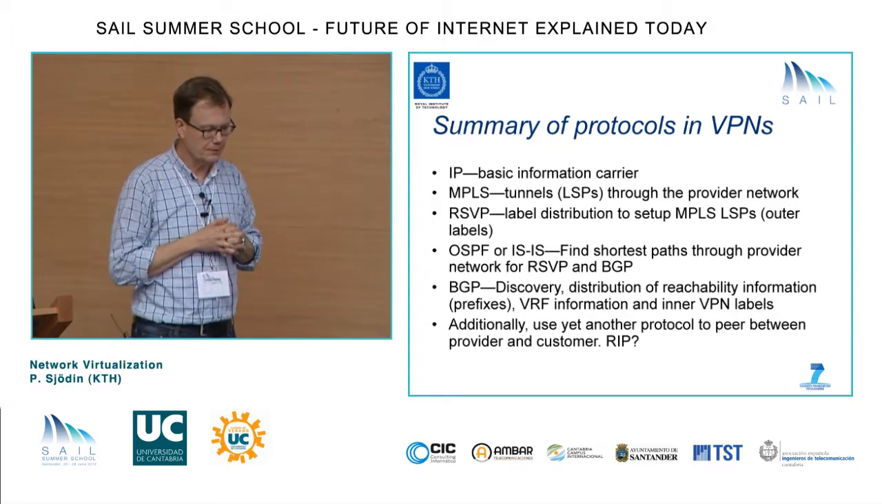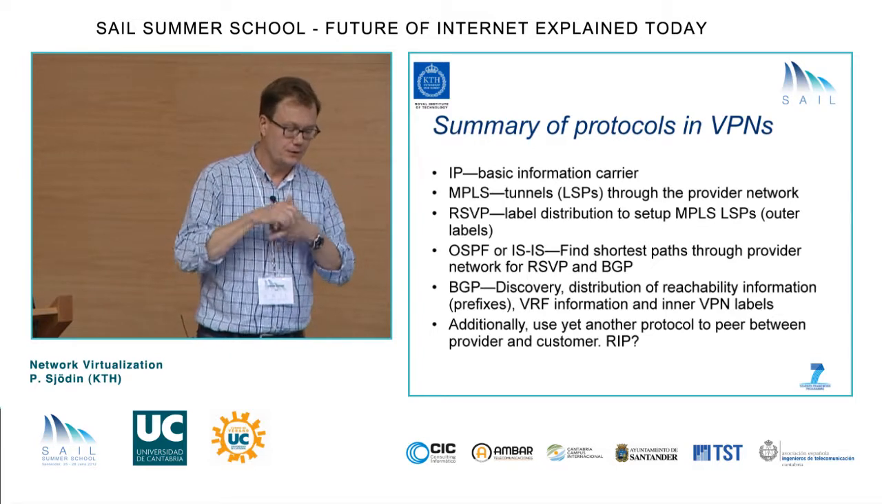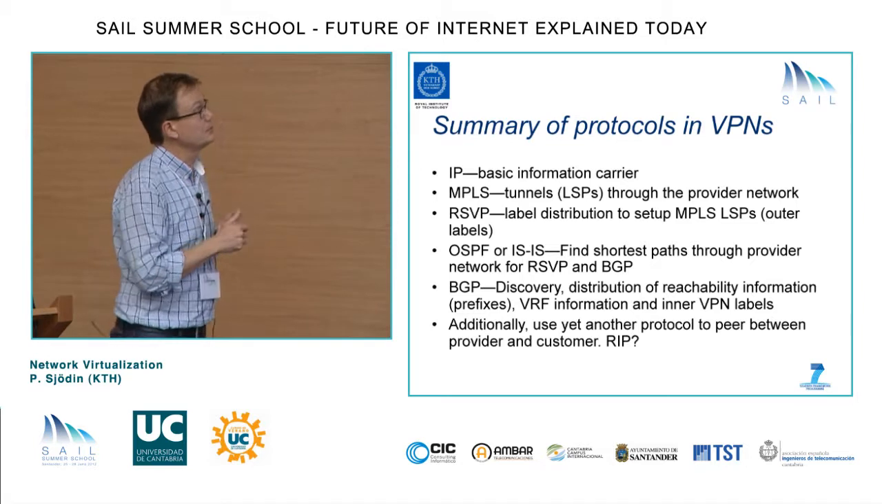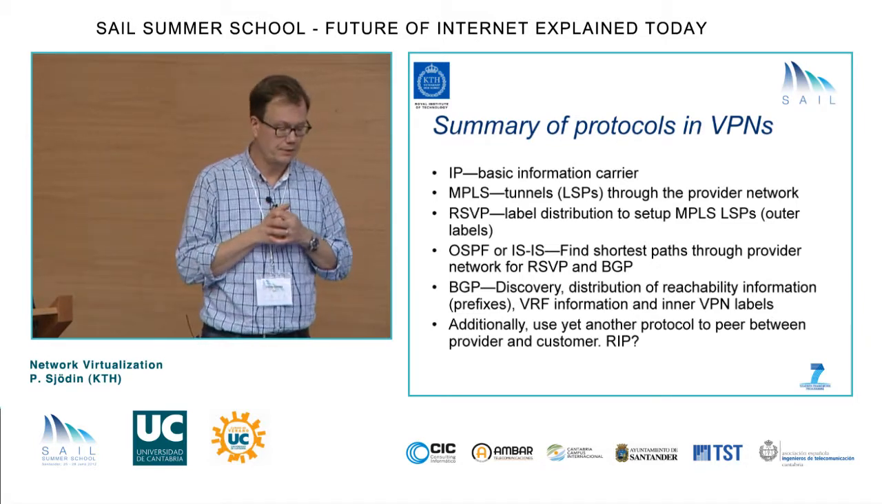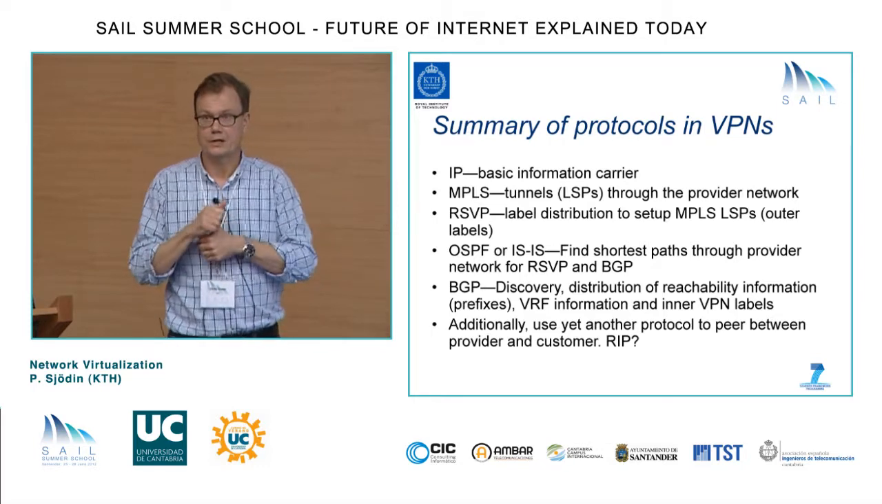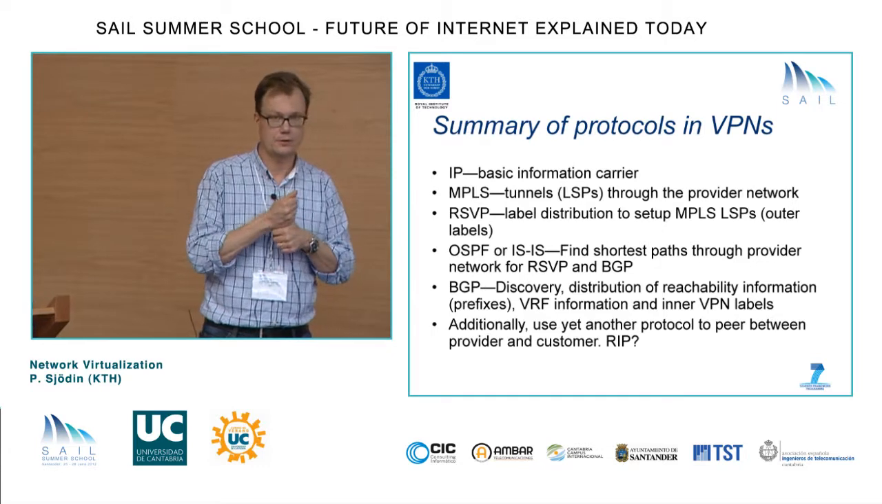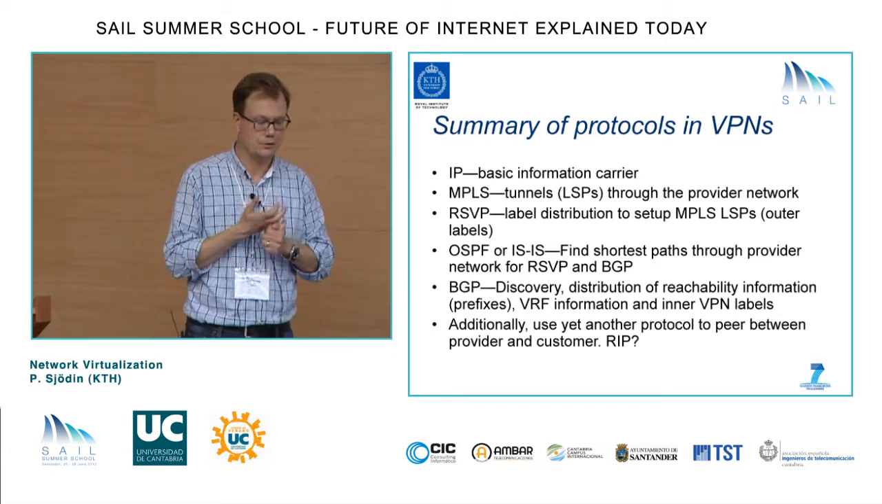So this was a fairly quick walkthrough of layer 1, layer 2 and layer 3 VPNs. A little bit of a summary of the protocols that we use for VPNs. We have IP as a basic information carrier, of course. We use MPLS for the tunneling through the provider network. So the MPLS is not really something that the customer sees, it's something that the provider is using internally in the network.